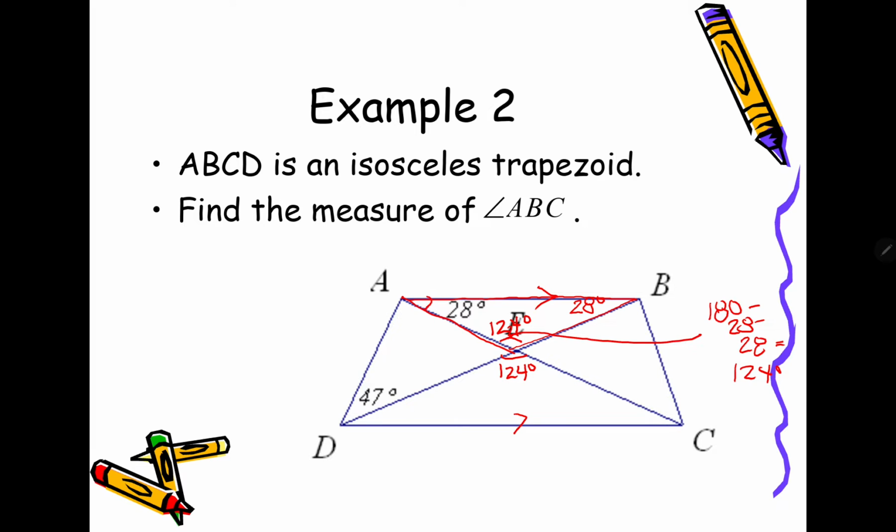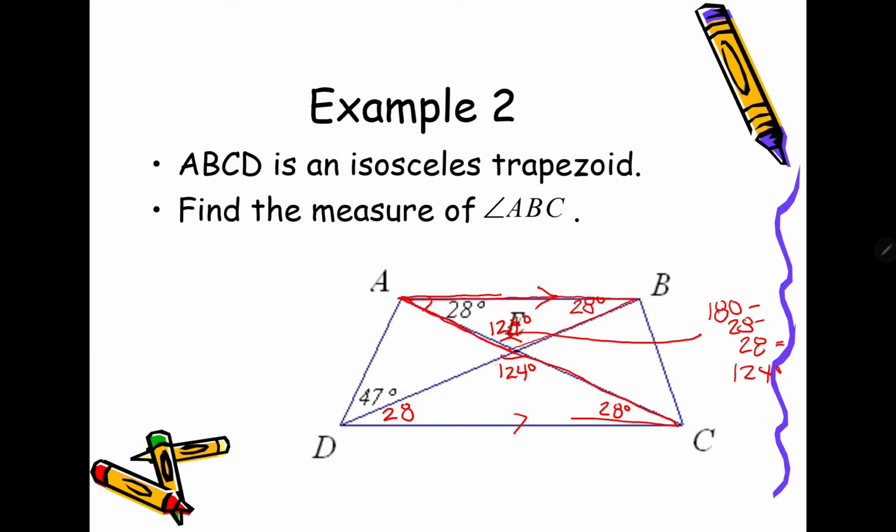We also have alternate interior angles, which means this is 28 degrees. Isosceles triangle going on the bottom as well, so this is 28 degrees, okay? So we are just knocking some of these angles out of the park.